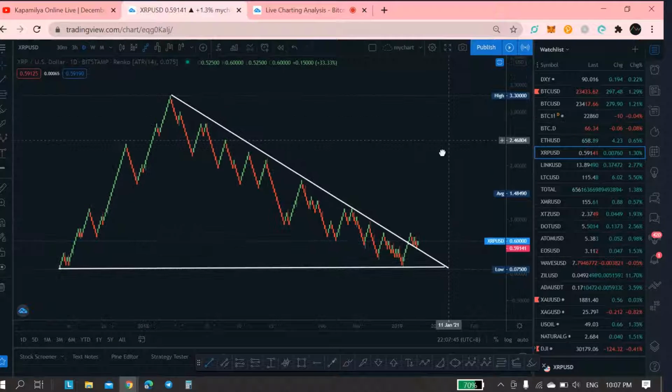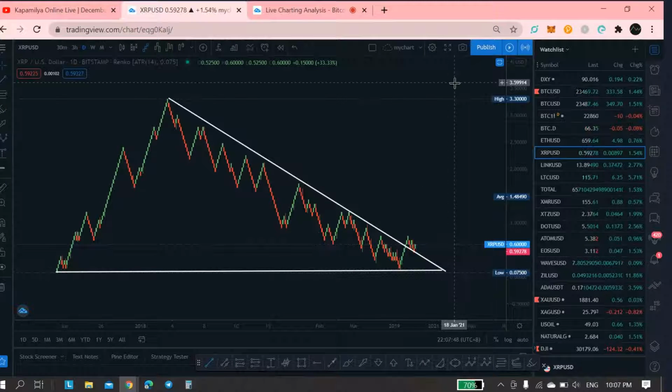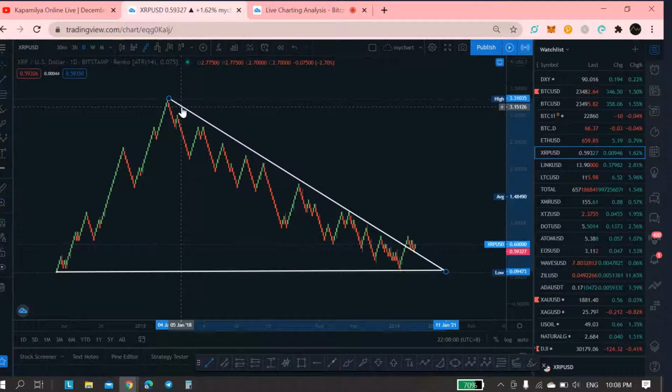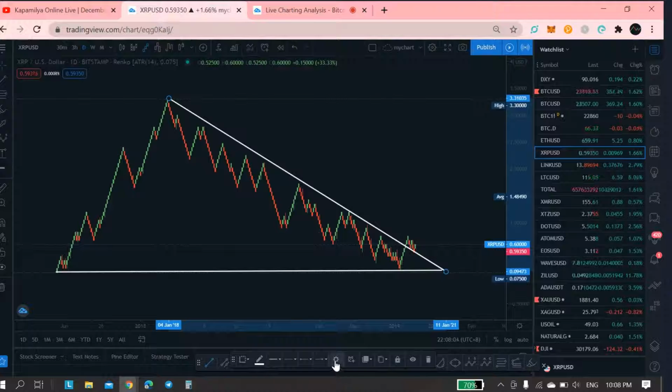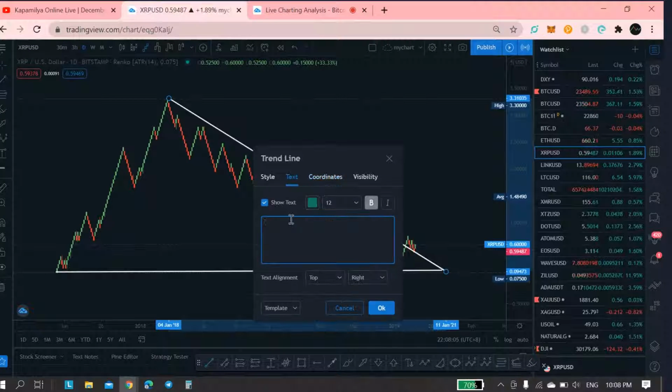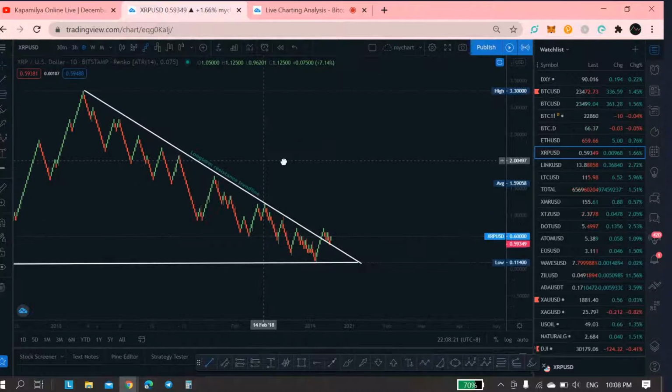So as you can see, most of them have actually formed a triangle: BTC, Ethereum, and XRP. Ethereum and XRP just recently broke the long-term resistance trend line. So this is the long-term resistance trend line, the long-term resistance area.